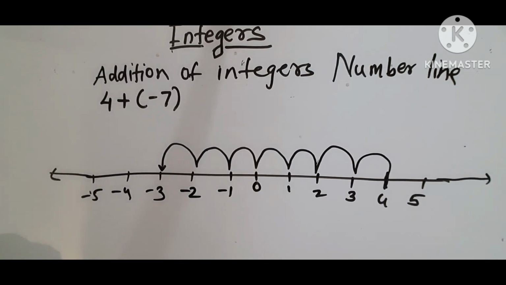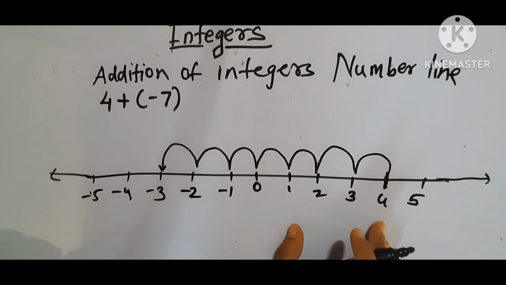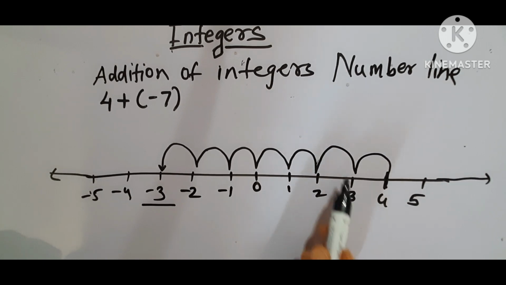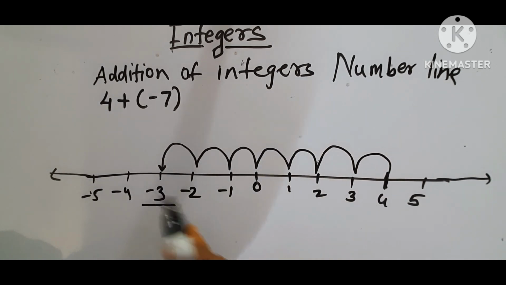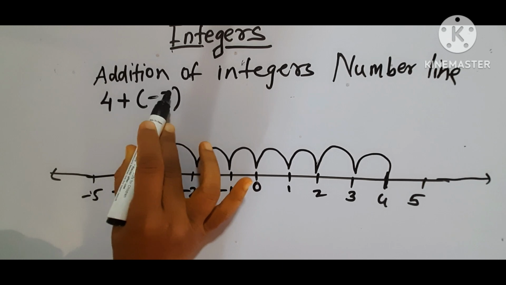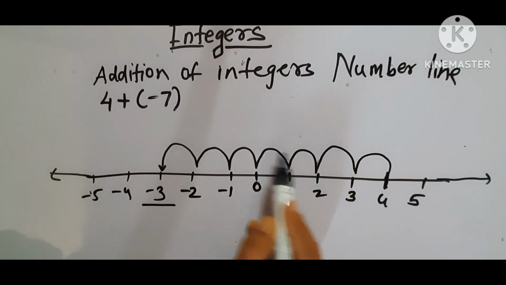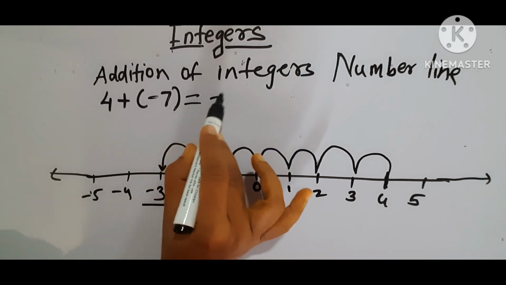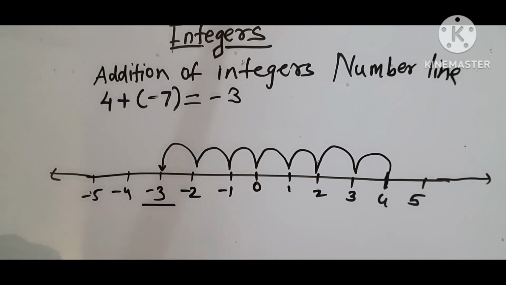Okay. So what is 4 plus -7? 4 plus -7 is giving us the value -3. What are we doing? We are going 7 times to the left. 4 plus -7, it is -7, so we are going 7 steps to the left and it is giving us the value -3. So we can say 4 plus -7 is equal to -3. This is how you solve the problem on the number line.